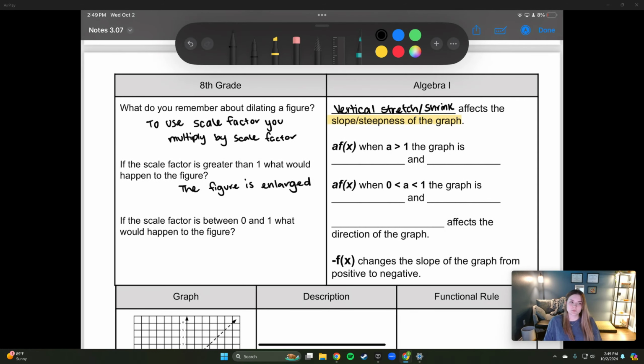Okay, so if a vertical stretch or shrink affects the slope and steepness of the graph, then when a is greater than 1, the graph is steeper, because I'm getting bigger, right? So I'm getting steeper and stretched.